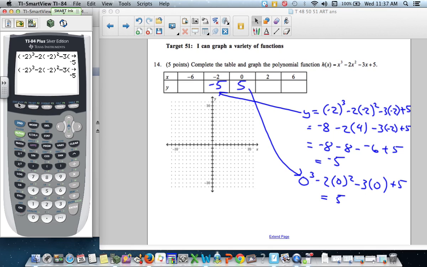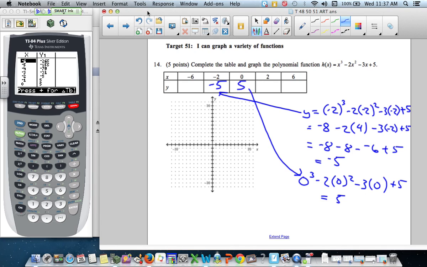And then the other way, you go to your y equals, you can type in the equation. And then you can set up a table, started at -6, going up by 1s, hit second graph to view the table. And this is probably the fastest way to complete this, or at least to check your work. So for -6, you should get -265. It double checks with the -2 and the 0.